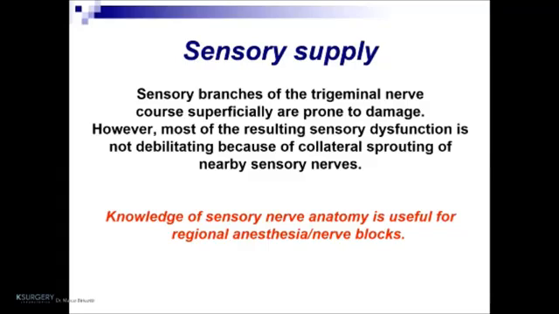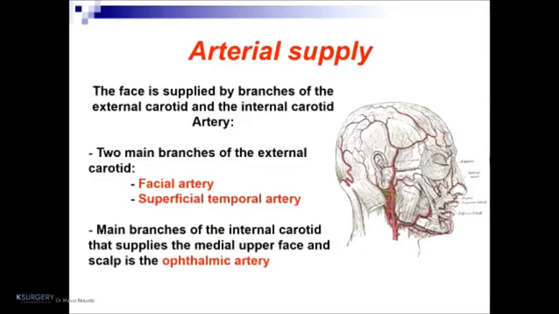So, sensory supply: the sensory branches of the trigeminal nerve course superficially and are prone to damage. However, most of the resulting sensory dysfunction is not debilitating because of collateral sprouting of sensory nerves. Knowledge of sensory nerve anatomy is useful for regional anesthesia and nerve blocks, so it is very important in the activity of the surgeon and in medical treatment.